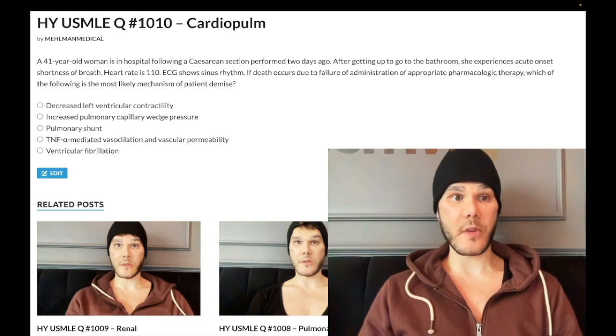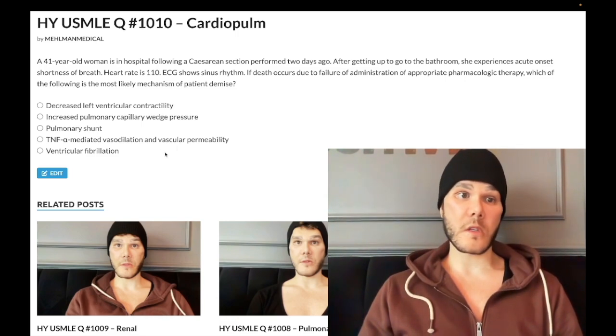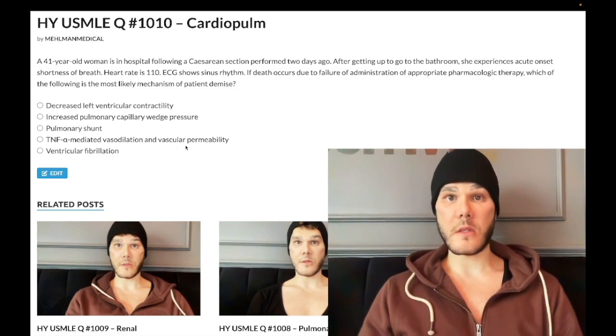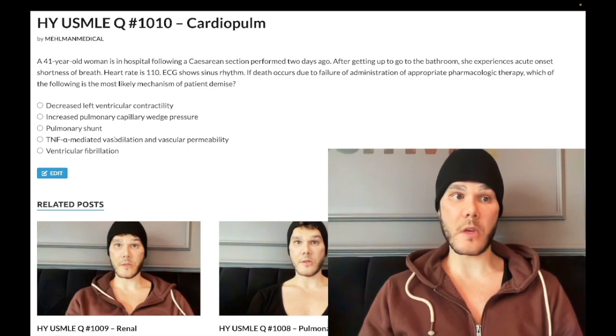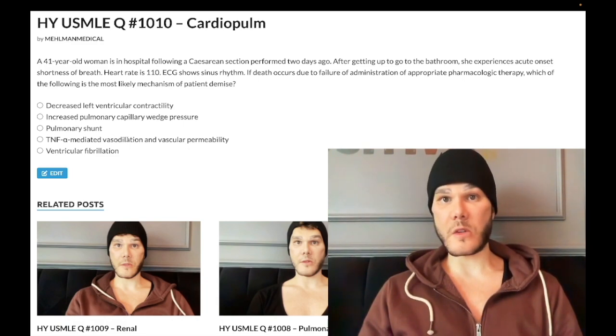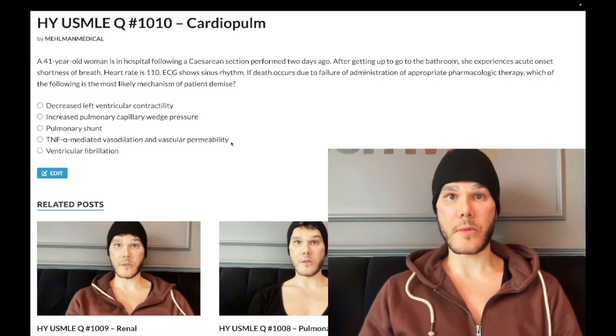Choice D, TNF-alpha mediated vasodilation, vascular permeability. Wrong answer. So this could refer to ARDS, sepsis in general. You should know TNF-alpha is the cytokine that mediates vasodilation, low blood pressure, vascular permeability. IL-1 is the cytokine that mediates fever. Wrong answer.